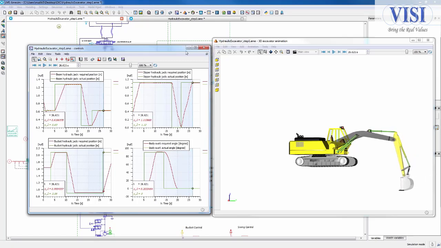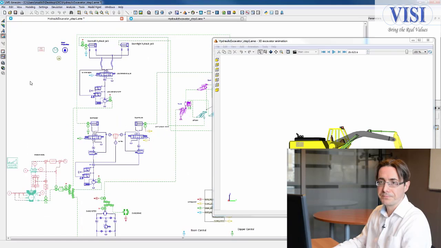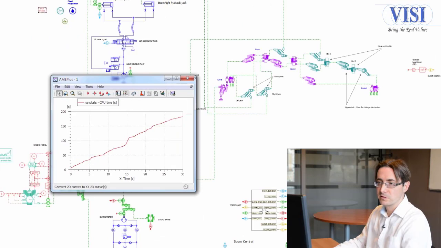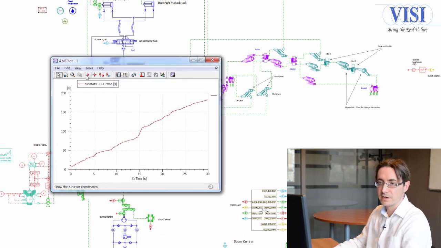Let's have a look now at the CPU time. The CPU time of the simulation, so simulating 30 seconds, takes 180 seconds of simulation, so roughly 6 times the real time. So we are 6 times slower than the real time. So now, how to make this model real time?